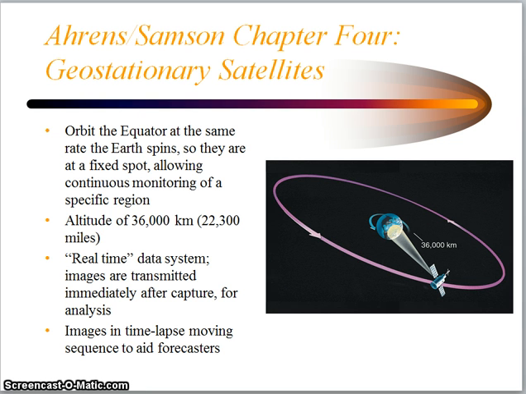And these satellites orbit the equator at the same rate that the Earth spins on its axis, so that they take pictures from a fixed spot, allowing a continuous monitoring of a specific region of Earth's surface. They are positioned about 22,300 miles above the Earth's surface, which is the proper altitude for a geosynchronous orbit, meaning that they'll take a picture from the same place at the same time, usually in half-hour intervals, sometimes in 15-minute intervals. This is a real-time data system, as close as we can get to real-time anyway, and these images are transmitted immediately after they're captured to weather people for analysis of those features.